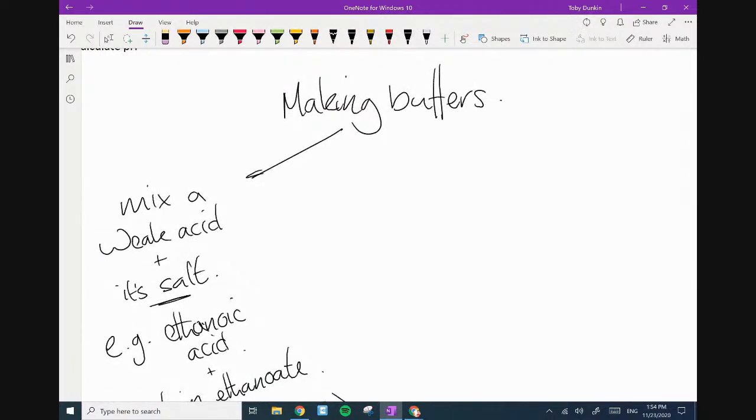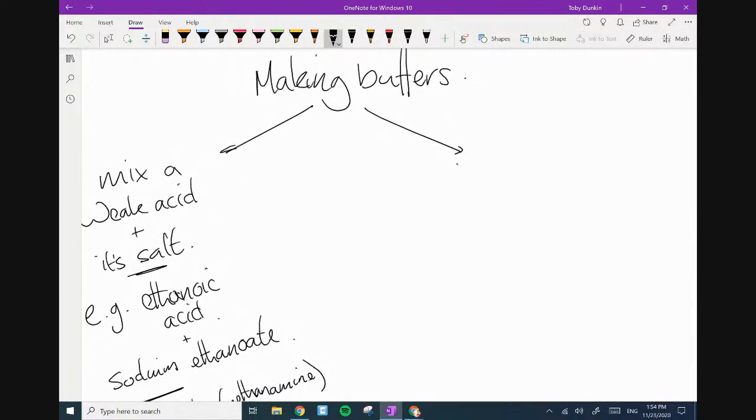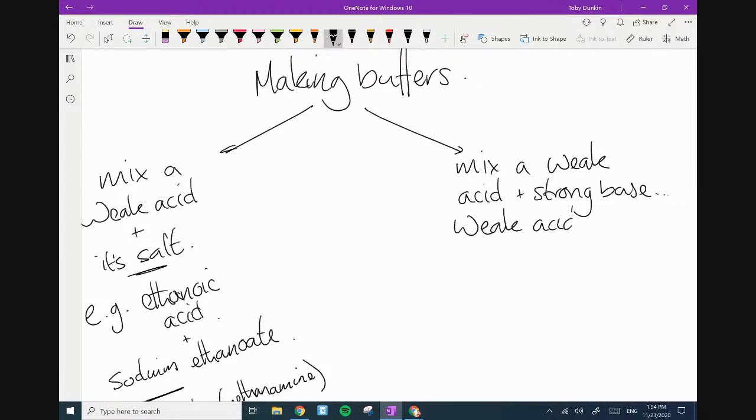The second option is to mix a weak acid and strong base. But there's a clause here. Weak acid must, capitalize, change my color, must be in excess. And this is where it links to our graphs in excess.